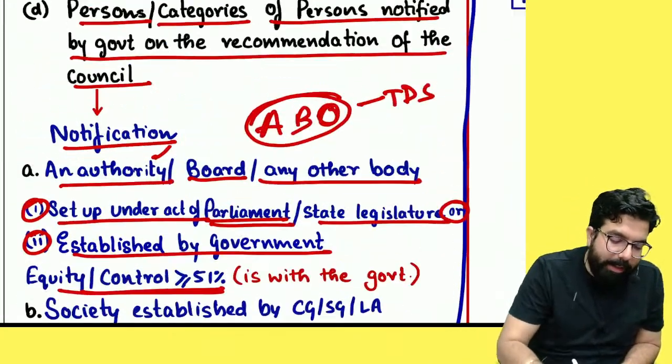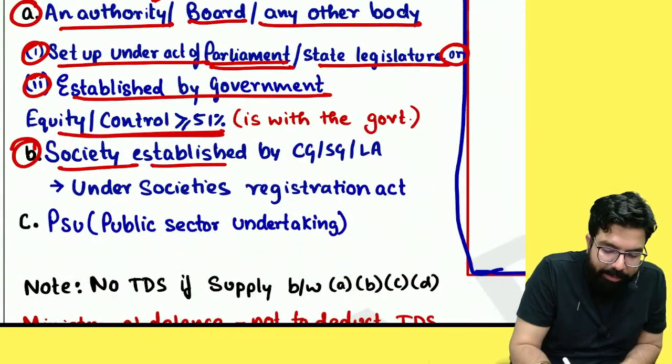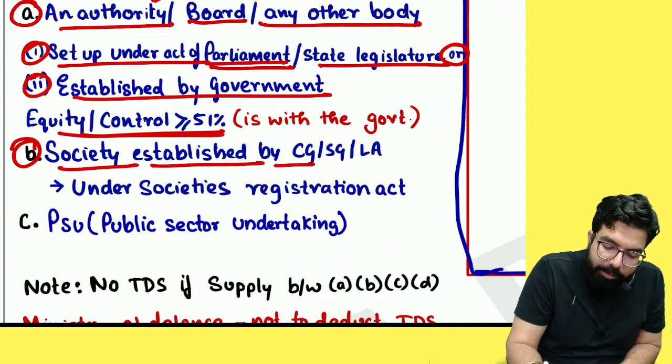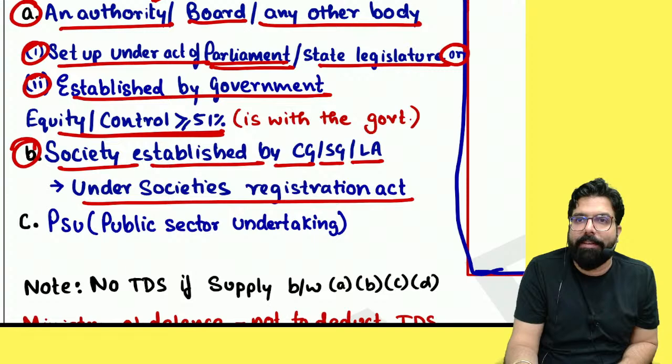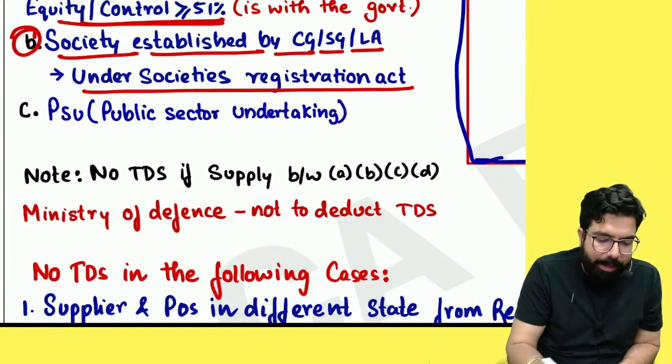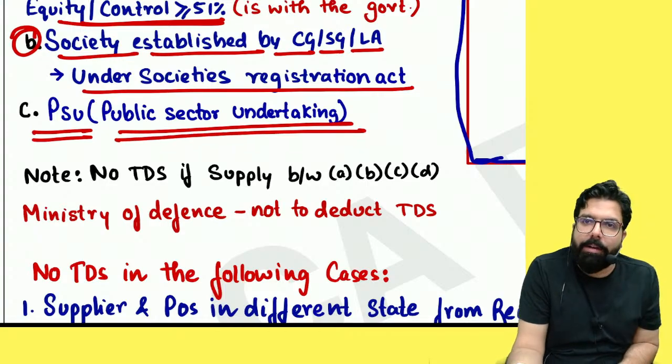People, who are the other people who have to deduct? A, notified person. B, if you are a society which is established by the central government, state government or local authority, which is registered under the Societies Registration Act, you are also liable to deduct TDS. Or if you are a public sector undertaking, then also you are liable to deduct TDS.